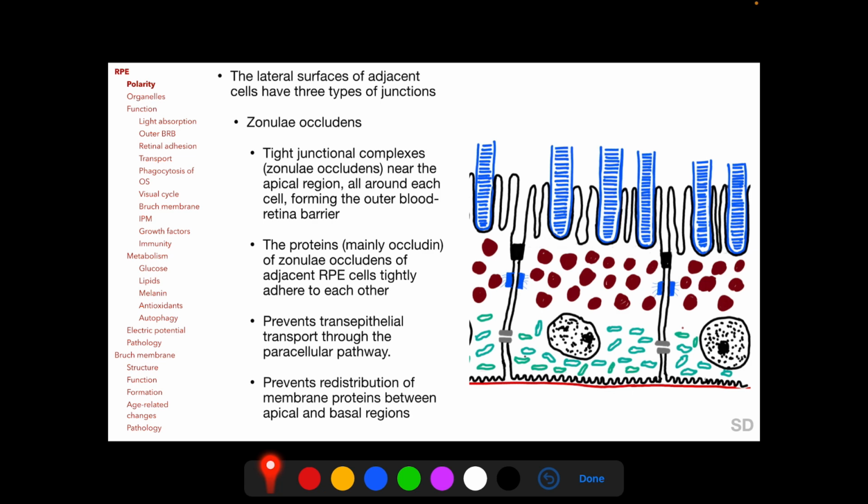The lateral surfaces of adjacent cells have three types of junctions. The zonulae occludentes, or the tight junctions, are located on the lateral membranes near the apical region and are present all around each cell, forming the outer blood-retina barrier. And this is very important to remember. The zonula occludens thus prevents transepithelial transport across the RPE cell through the paracellular pathway.